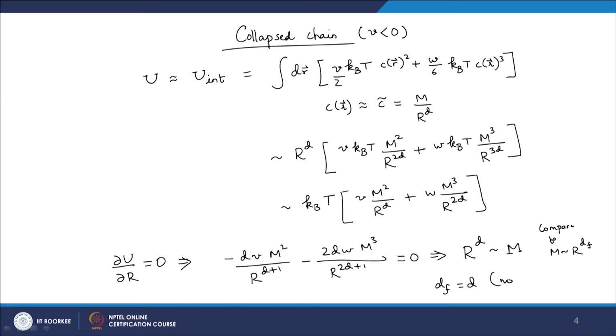So, again this is not a fractal. So, just like we have derived for the 3-dimensional case, we can show in general that for the collapsed chain case, that is in the poor solvent when V is less than 0, the polymer chain is not a fractal.